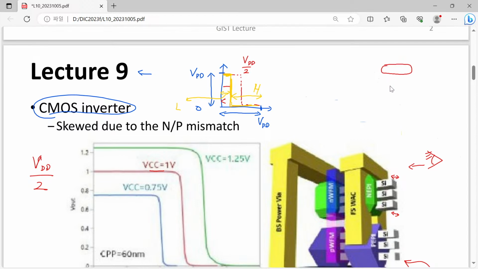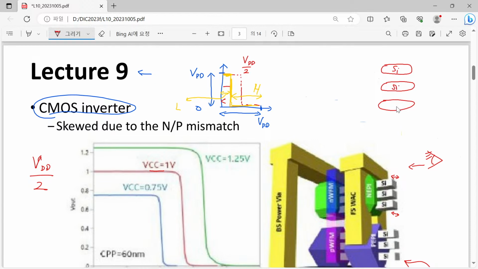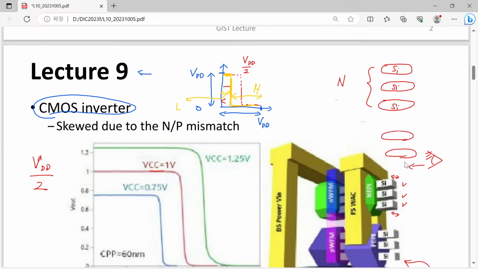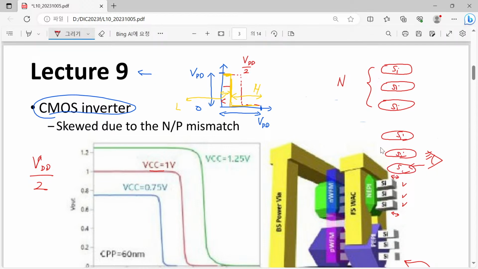Here we have silicon and silicon and another silicon, silicon and silicon. These are for our NMOSFET. So now I'm talking about this one, and after that there is some distance. After that we have silicon, another silicon, another silicon, and another silicon. These are corresponding to our PMOSFET.